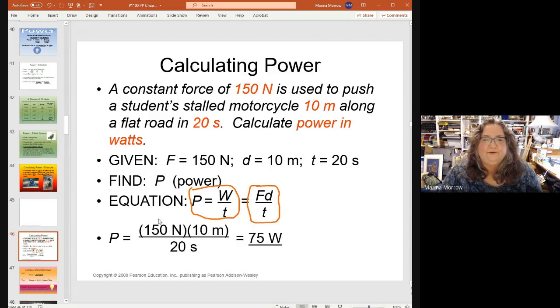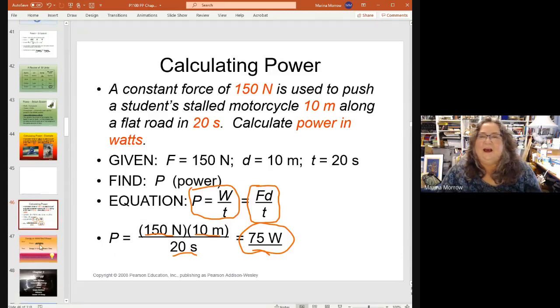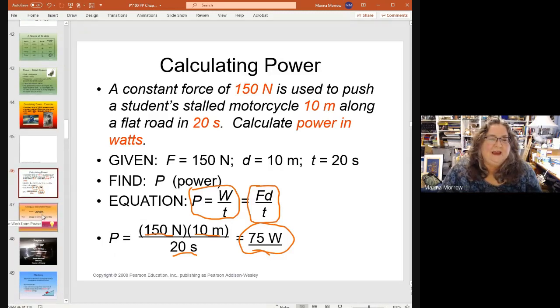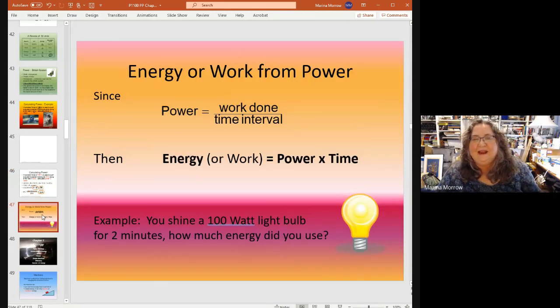And so our force is 150 newtons. Our distance is 10 meters. Our time is 20 seconds. So put those all together, and it comes out to be only 75 watts, which isn't a lot. Okay, so power is pretty easy to calculate. We'll see different versions of power in the future. Now, sometimes when we do it for electricity, we'll talk about energy more, because you don't really see a light bulb doing work.